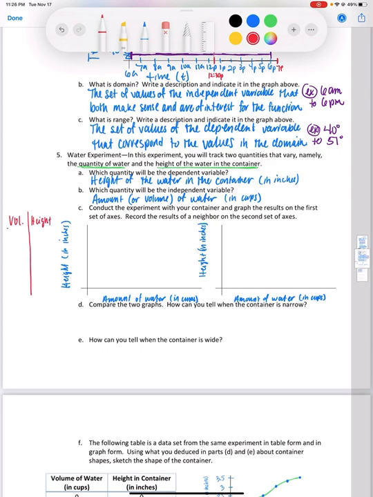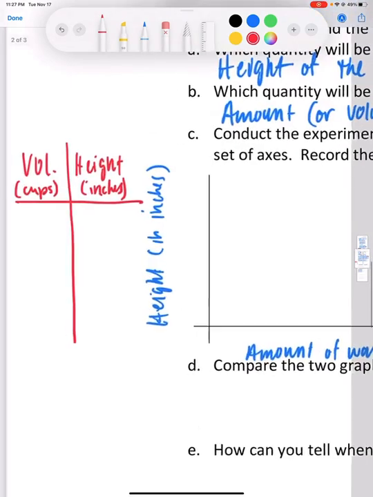Okay, so we're going to record them right here, and then we'll transfer them onto the graph, like make some sort of curve. Okay, volume and height. Yes, the volume was in cups. Height is going to be inches. Okay, I'll zoom in here as we record.